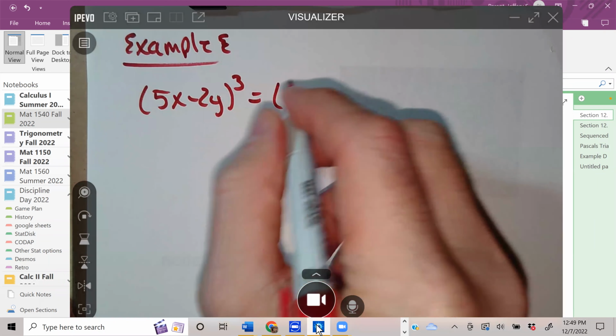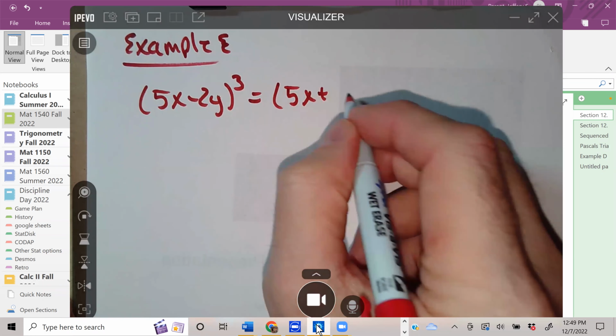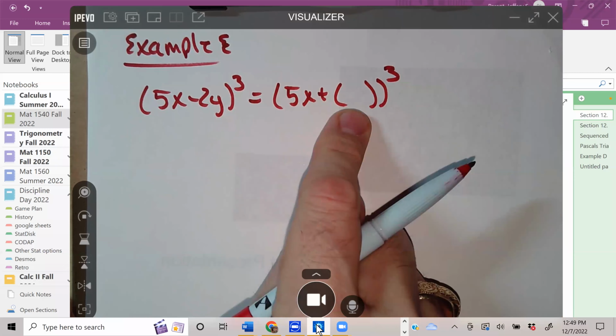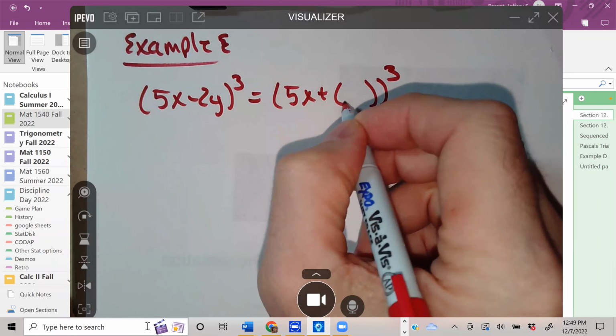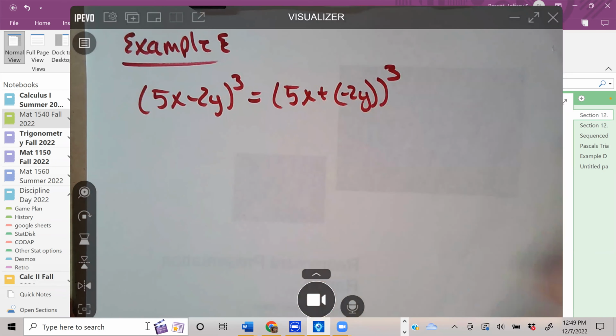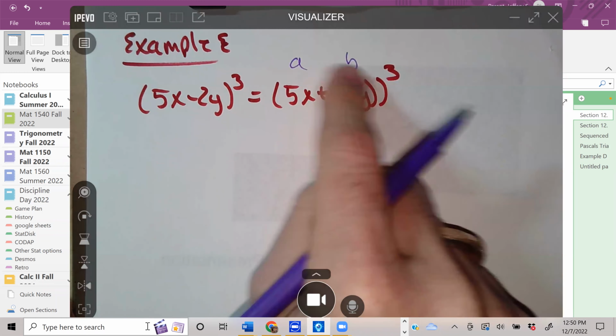The first thing I would suggest is that we need to rewrite this, because I need 5x plus something. How can I rewrite this so I have a plus something there? What would I put in there? Minus a negative. Yeah, plus negative 2y. And so from the viewpoint of Pascal's triangle and expanding things, that's going to be your A and that's going to be your B.